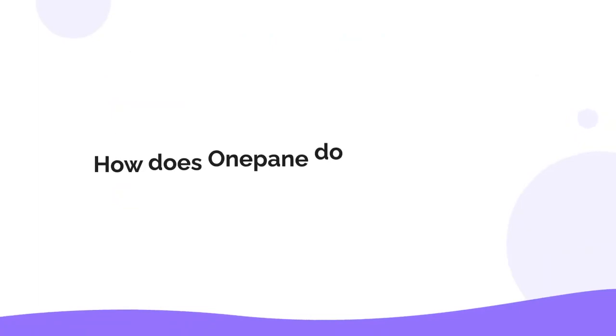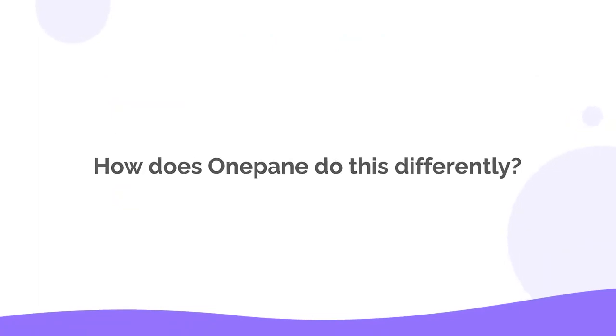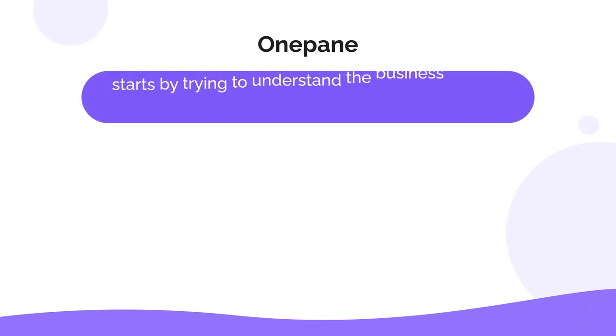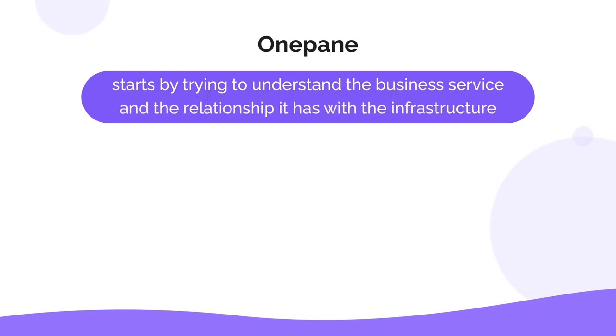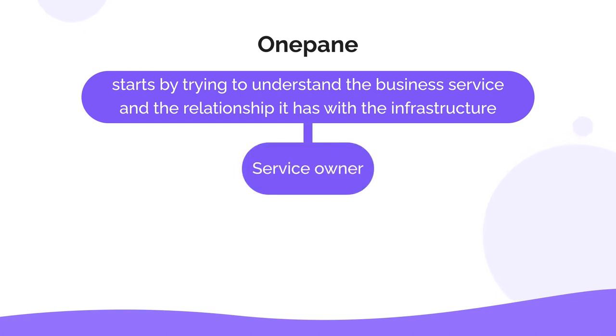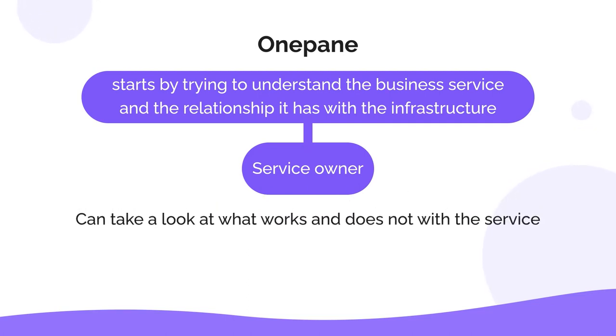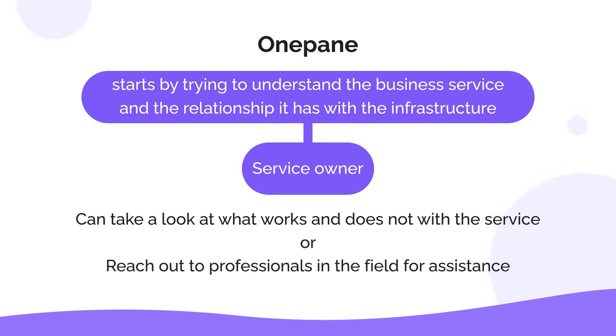Now, how would OnePane do this differently? OnePane starts off by first of all trying to understand the business service and the relationship that the business service has with the infrastructure using discovery and service mapping. That information is then made known to the service owner, and the service owner then has the opportunity to have a look at what has been discovered and can validate if these components are or are not part of the service. Alternatively, they reach out to their IT team or somebody who has knowledge of the architecture to assist in validating it.